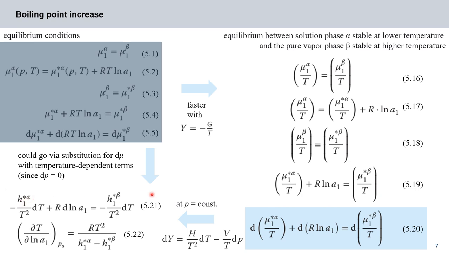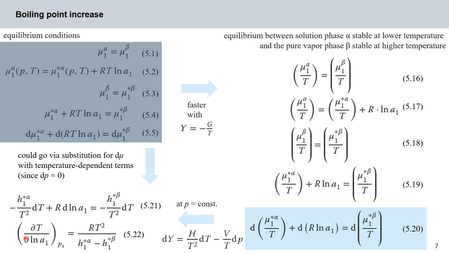And at constant pressure, we finally get our equation 5.21: minus H1 star alpha over T squared dT plus R d ln A1 equals minus H1 star beta over T squared dT. And from this, we can get the concentration dependence of the temperature at a given pressure. So this is our equation 5.22.